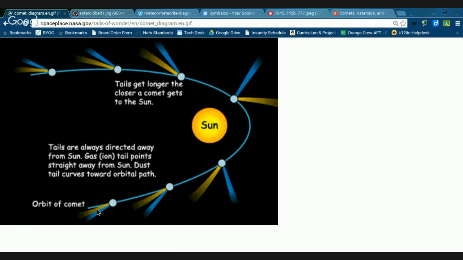Okay, we're going to move on to asteroids. With asteroids, the origin of an asteroid, they came about when the solar system formed. So they were formed when the solar system was formed. Scientists believe that they're basically just leftover remnants or pieces, leftover parts from when the solar system started.